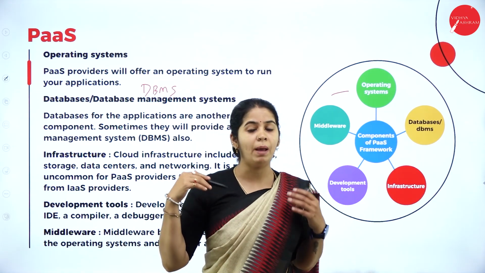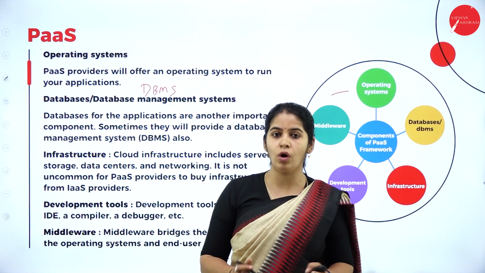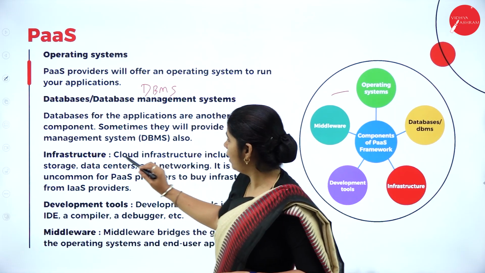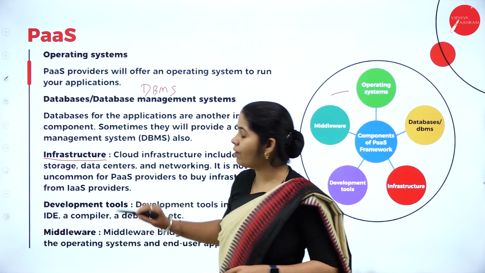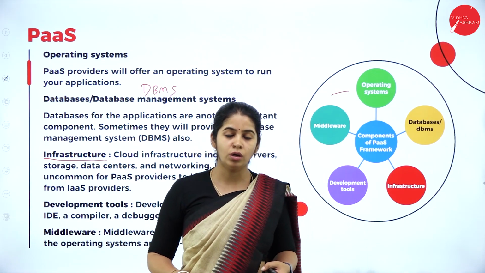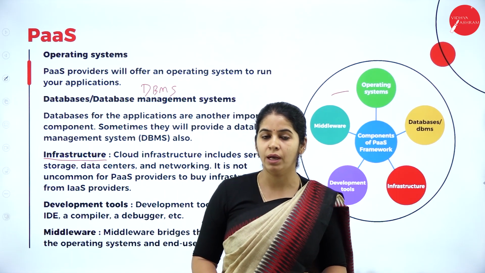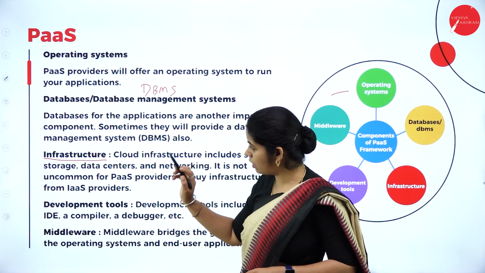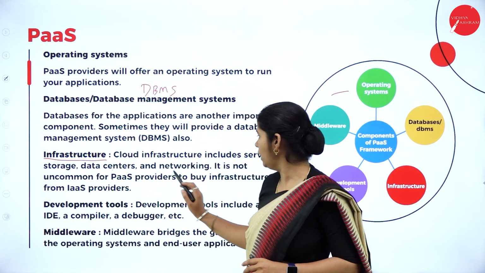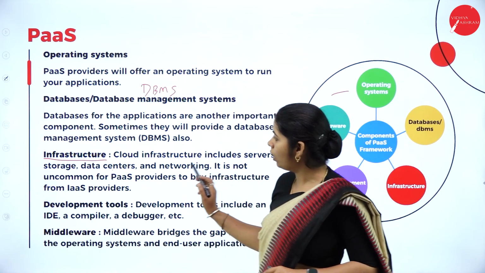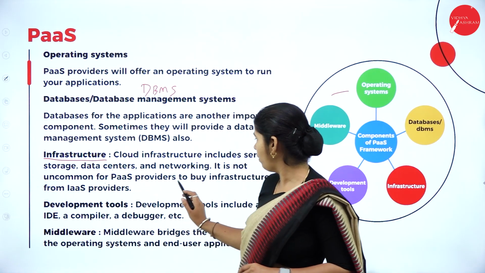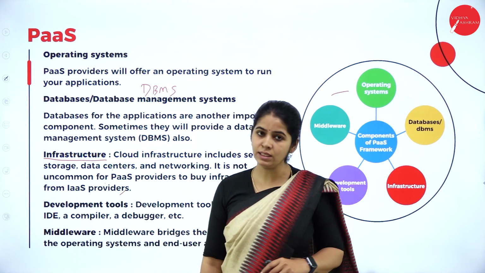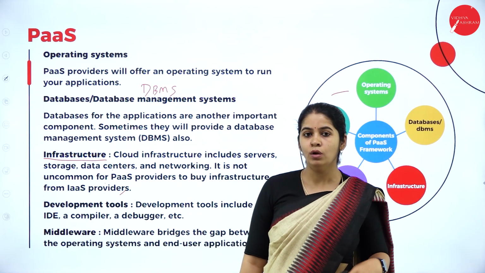Okay, will a complete management system also be provided, or only the database? Next, what it will provide is infrastructure. All the infrastructure will be provided by the PaaS. Cloud infrastructure includes the servers, storage, data center, and networking. It is not uncommon for the PaaS provider to buy the infrastructure from an IaaS provider.